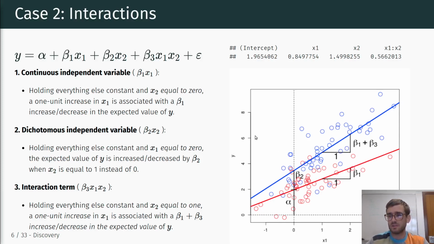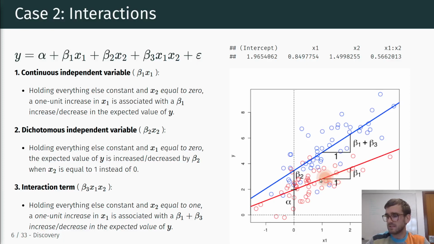And so now the coefficient beta 1 that we see, we have to interpret it as not only holding everything else constant, but also holding x2 equal to 0. Okay, so holding everything else constant and x2 equal to 0, that's the dichotomous indicator, a 1 unit increase in x1 is associated with a beta 1 increase or decrease in the expected value of y. Again, whether it's an increase or decrease depends on the sign of beta 1. If it's positive, it's an increase. If it's negative, it's a decrease.